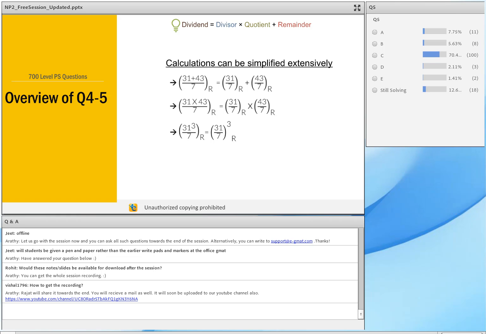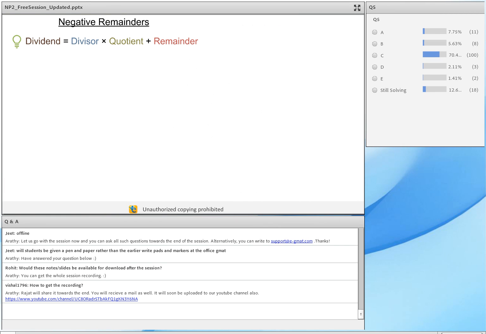And again, you extend this property to really say when you have a power, you can actually take the power out and do the remainder and then do the power of the remainder. All right. So this is a simplification process. Now we're going to get to the concept of what we call negative remainders. And negative remainders is a very similar concept.